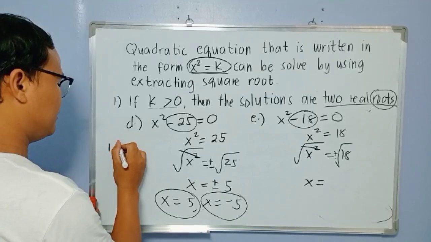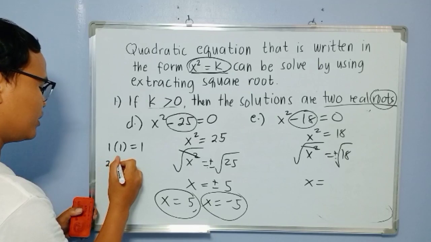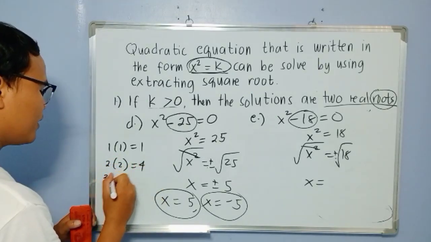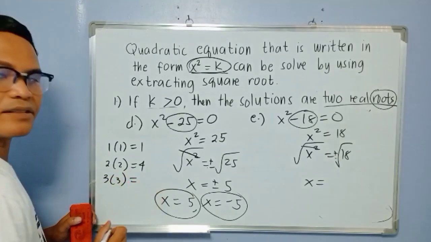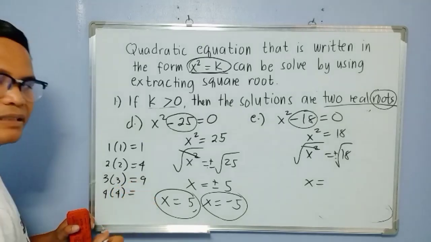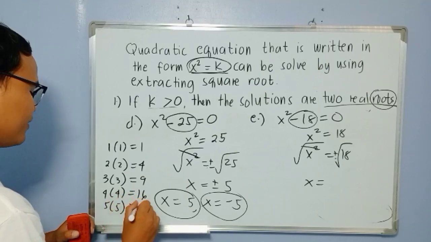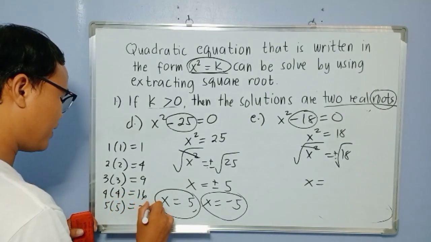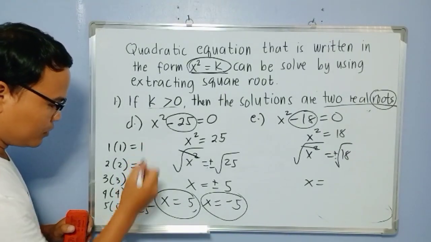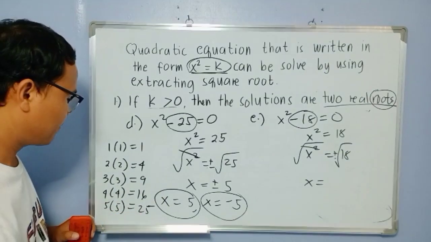Kung si 1, i-multiply natin yung 1, ang result ay 1. Si 2, multiplied by 2 is equal to 4. 3, multiplied by 3, the result is 9. 4, multiplied by 4, the result is 16. 5, multiplied by 5, the result is 25. Ang product po ay tinatawag na perfect square numbers.